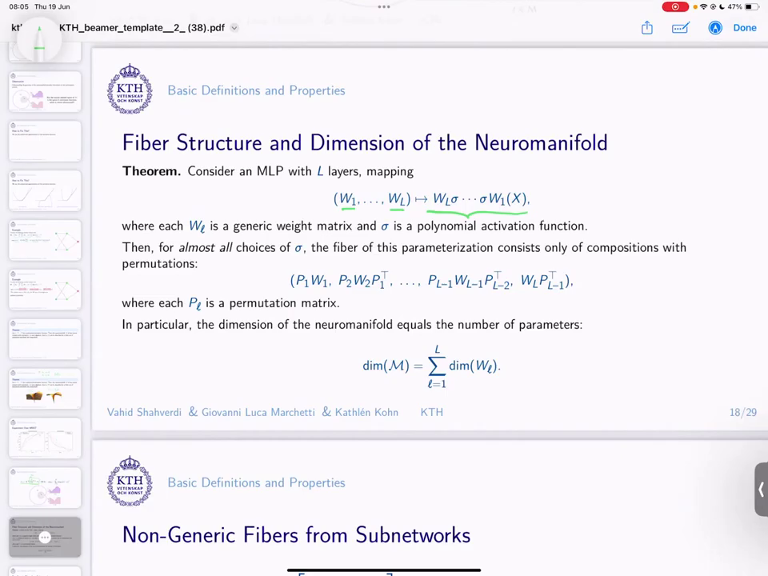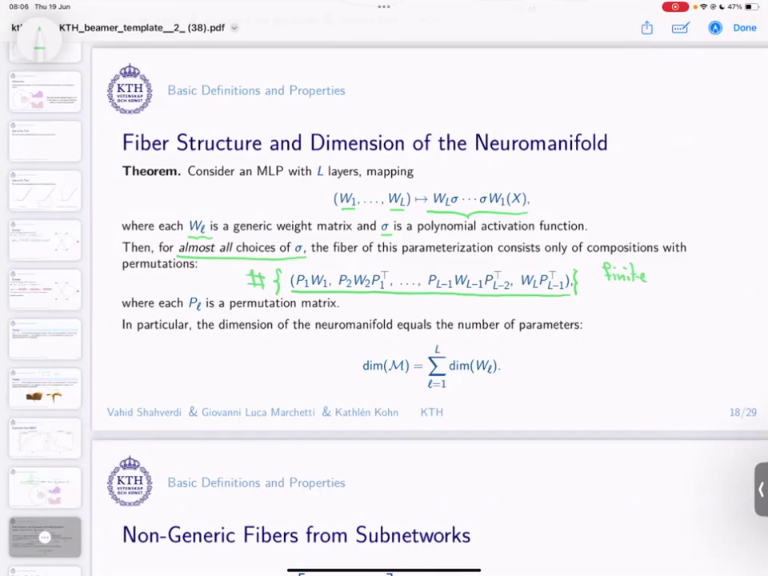This theorem says the following. For a generic choice of W_1 through W_L, so for almost any choice of these weight matrices, and sigma a polynomial, we have the following. For almost all choices of activation function, the fiber of this parametrization consists of only finitely many tuples of weight matrices, and they are described by the following. We get these W_i, but also permutation matrices. So that set is finite.